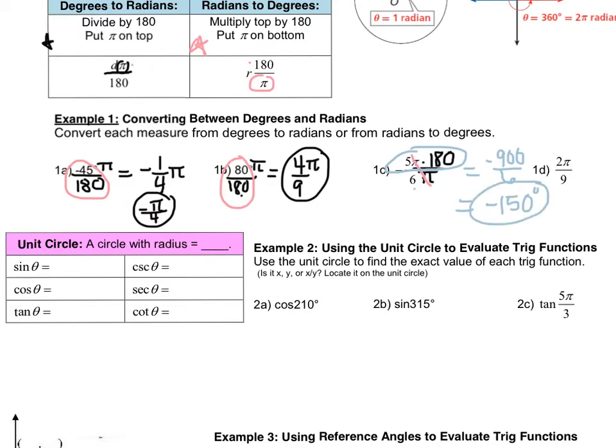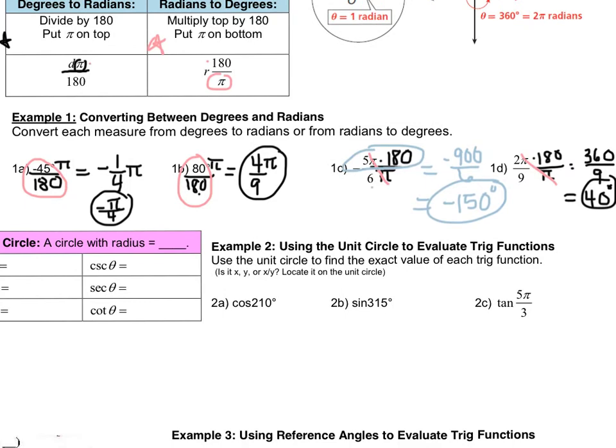Next, try 1d on your own. You should have multiplied by 180 on top, put a pi on bottom, canceled out the pi's. 2 times 180 is 360, divide it by 9, and you get 40 degrees.